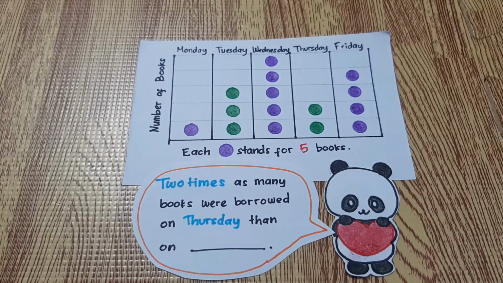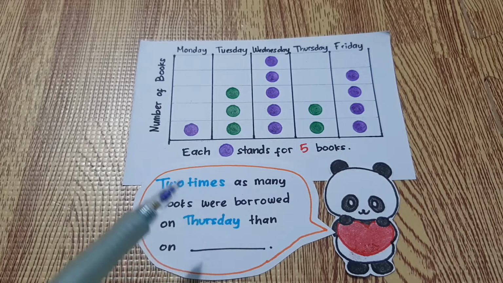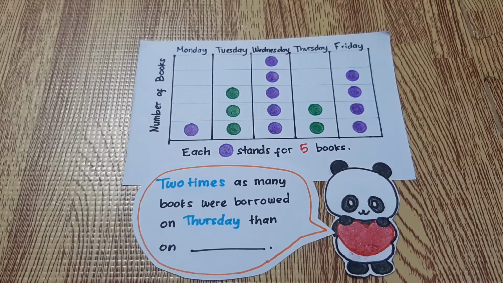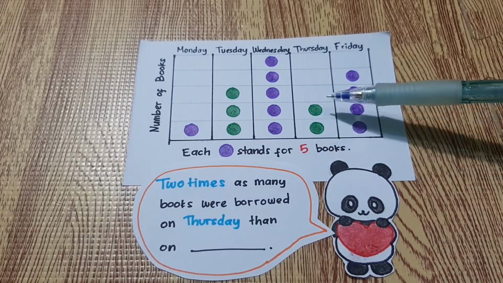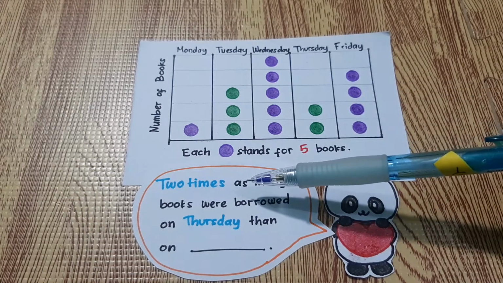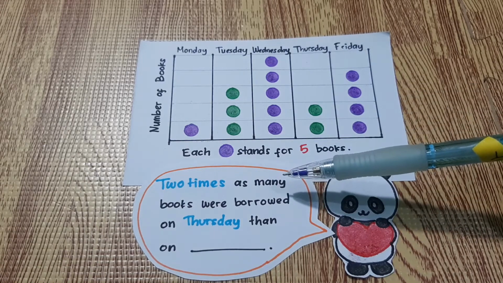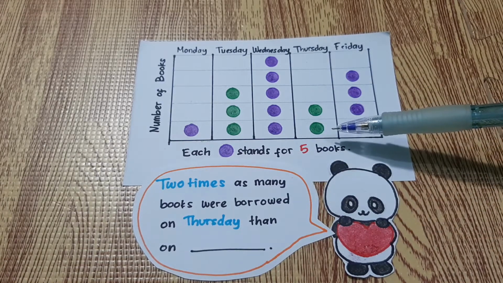Now in this case, 2 times as many books were borrowed on Thursday than on... Again, if you have this kind of sentence, you have to pay attention. The 2 times belongs to Thursday. So if Thursday is 2 times, this one means 1 time. So what do you have to do? Take a look at Thursday. Thursday has 2 circles. Thursday is 2 times. So 2 circles divided by 2, you get 1. 2 divided by 2 is 1.